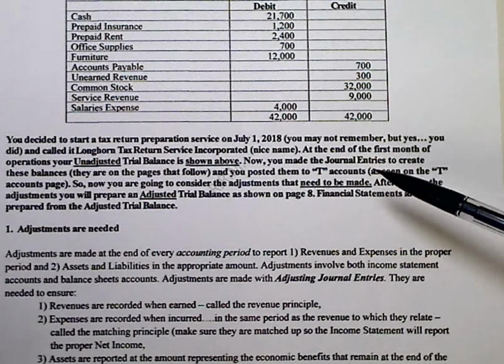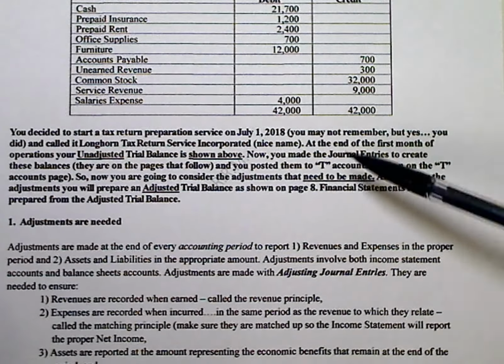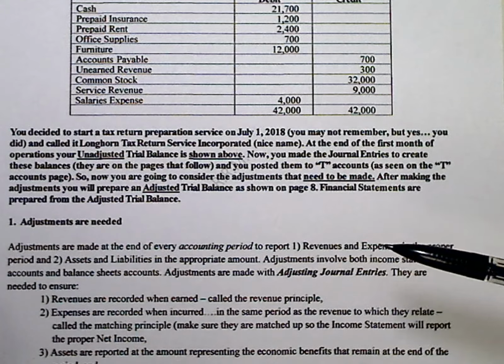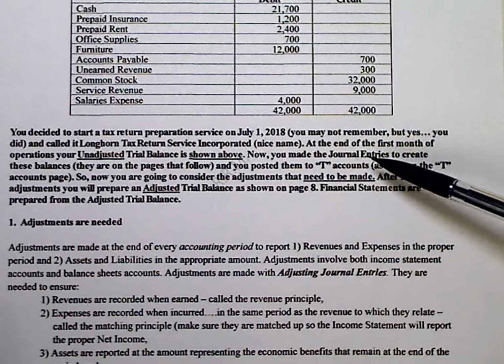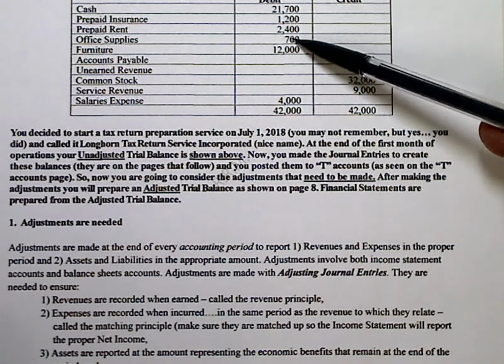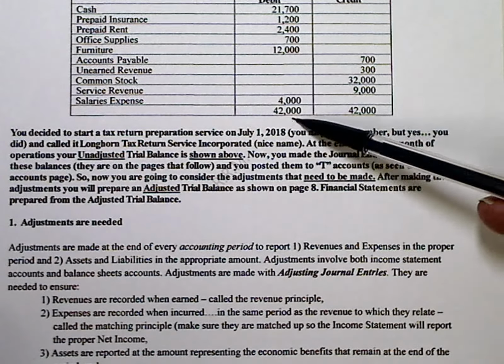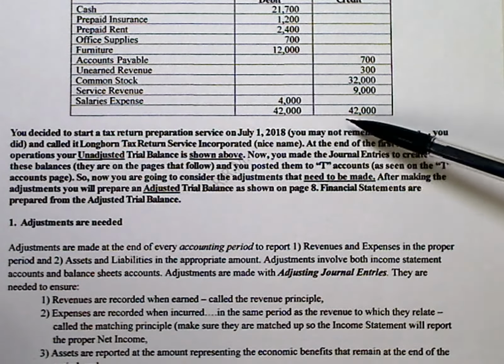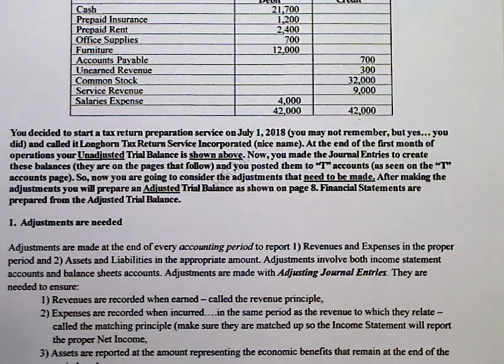We've made certain transactions. In fact, we're going to see exactly which transactions for the month of July occurred and how we accounted for them and arrived at each one of these balances. And of course, the unadjusted trial balance balances.